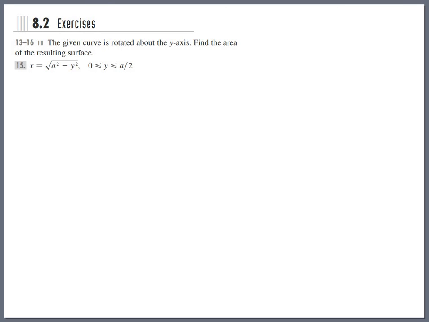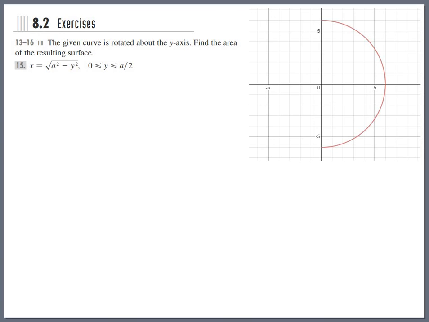And if you don't recognize this formula, it happens to be the equation of a circle, right? It's x squared plus y squared equals r squared, or a squared. Just solve for x. And because it's x equals the positive square root, that's what this symbol means, not the plus or minus, but just the plus, you're just getting 1/2 of the circle where the x values are positive.